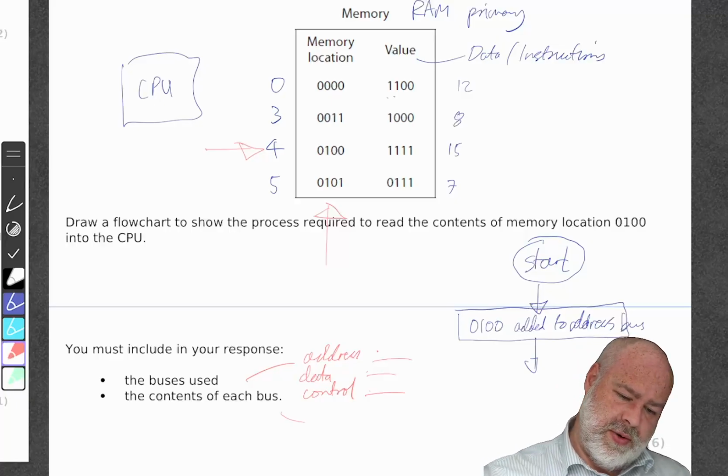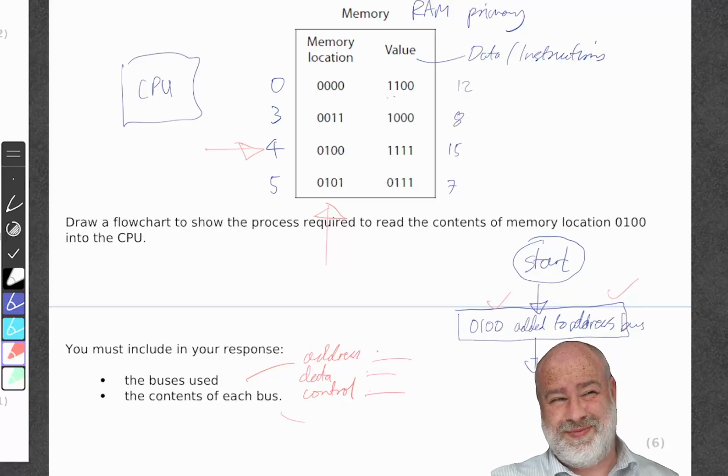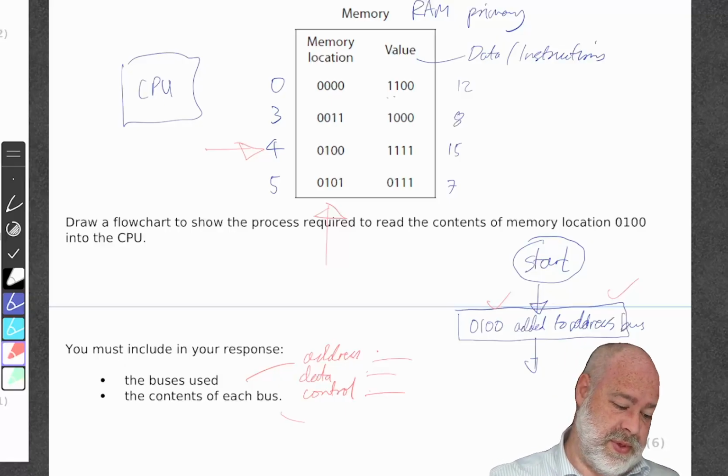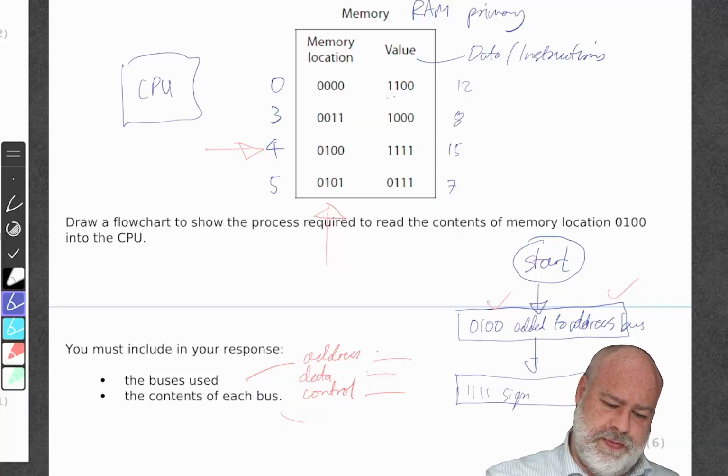I think there were 2 marks there already, because I've told them the bus that I'm using and the contents of it. So I understand that the address bus is used to carry the memory location. So it's not going to be that bad. And let's go to the next bit. And we'll say signal sent down control bus.